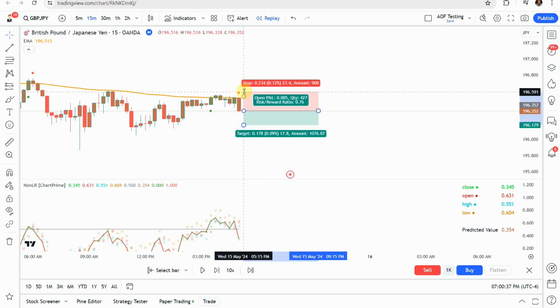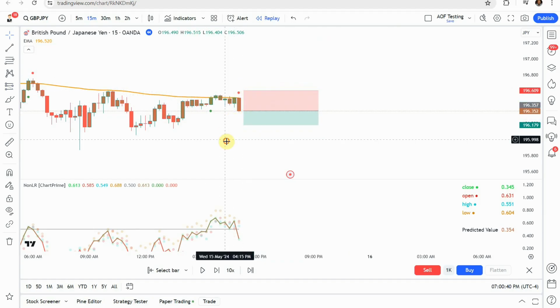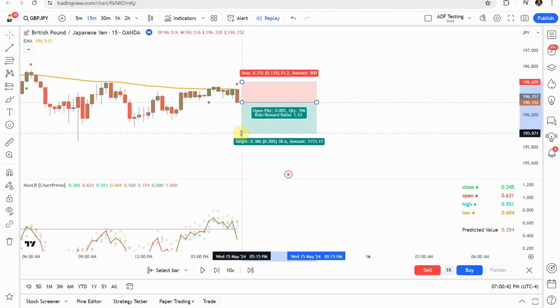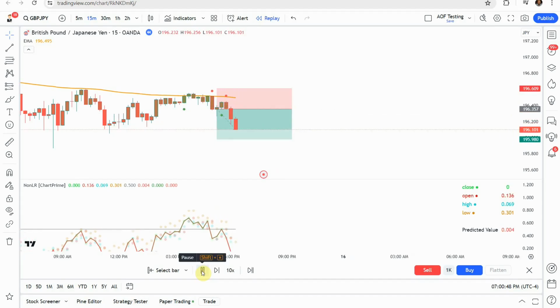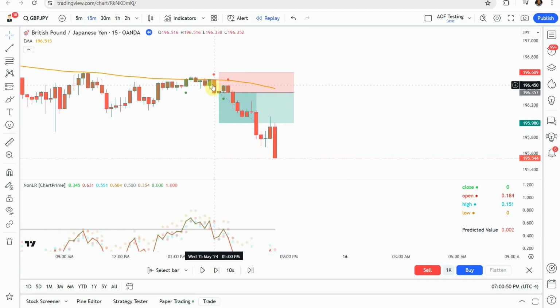Put a trade right there, put our stop again a little ways above the moving average, and we'll target that same 1 to 1.5 risk reward, just like so. Let's play this forward and see how it plays out. And again, a really nice push to the downside, getting us to our take profit. Alright, so that puts us at the end of the testing right there.